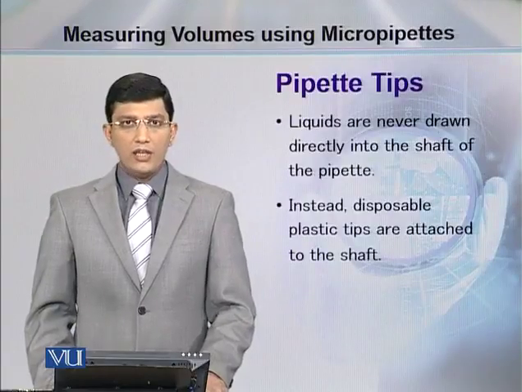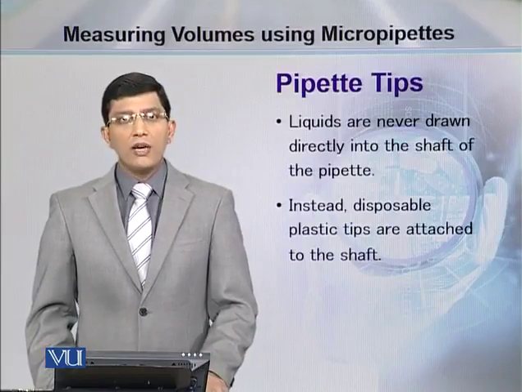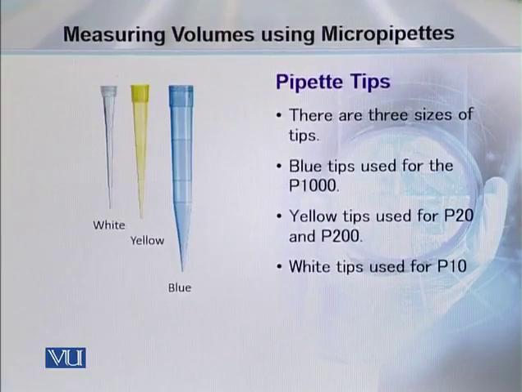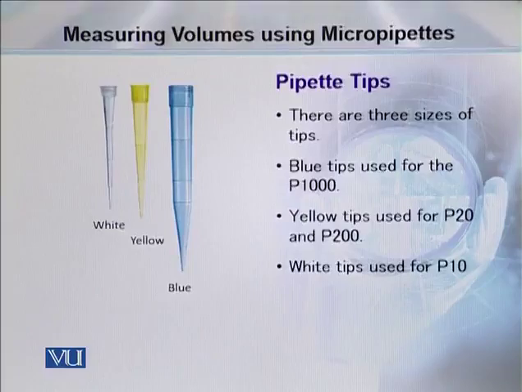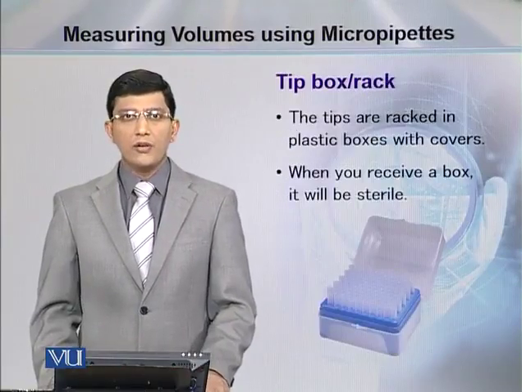We cannot take the liquids directly into the shaft of the micropipettes. For operation of the micropipette to take the liquids, we need to use some disposable pipette tips. As you can see in this slide, there are three different sized pipette tips with different colors. The blue pipette tip can be used for P1000. Yellow pipette tip can be used for P200 and P20, whereas the white tip can be used for P10 micropipette. These tips are supplied in racks or boxes which are normally sterile.